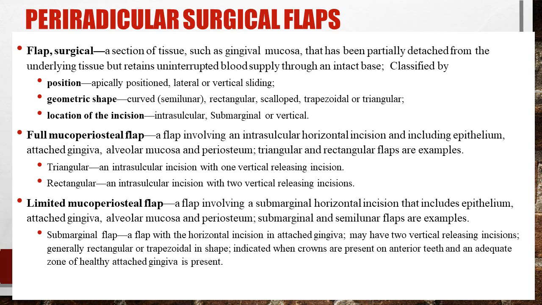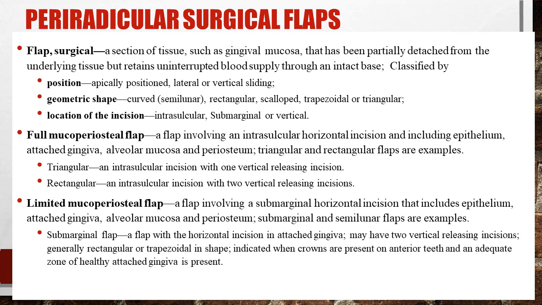Then you have your full mucoperiosteal flap, and then you have your limited mucoperiosteal flap. The full mucoperiosteal flap involves the intrasulcular incision and includes the epithelium, attached gingiva, alveolar mucosa, and periosteum. The two examples are the triangular and the rectangular flap. Whereas the limited mucoperiosteal flap involves a submarginal horizontal incision. So the full mucoperiosteal involves the intrasulcular, that means you are involving the sulcular region. Whereas in the limited mucoperiosteal flap, you are going 1 to 2 mm above your sulcular area.